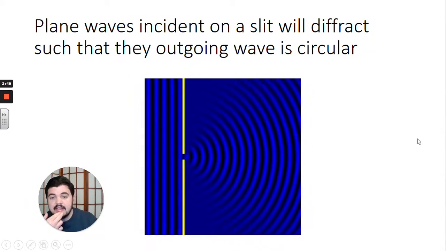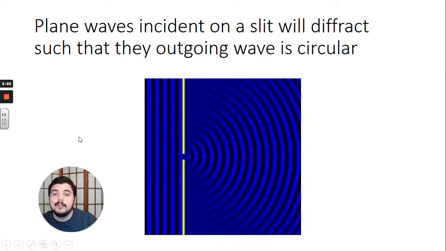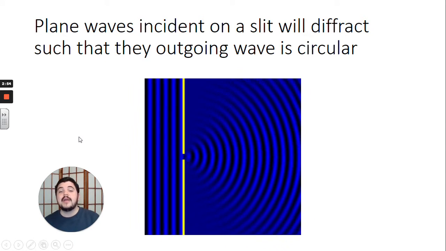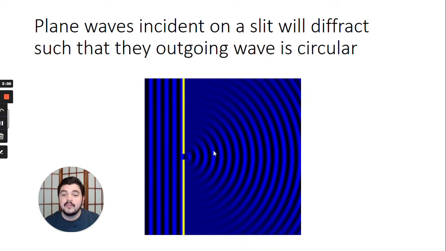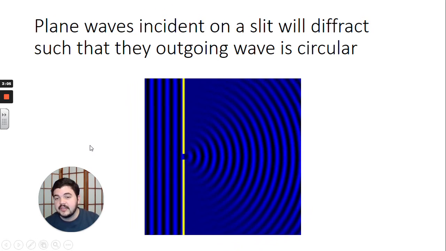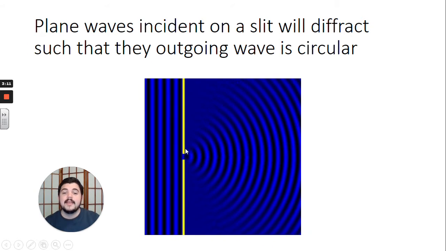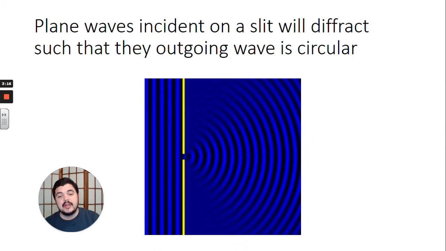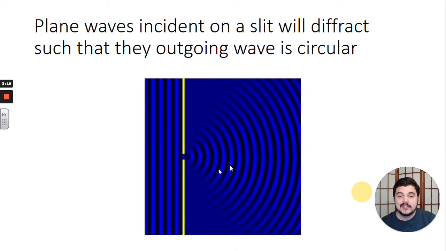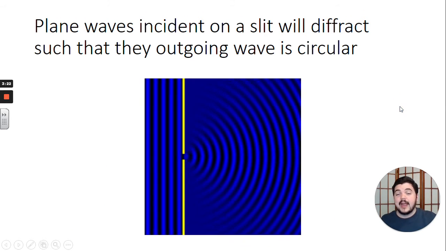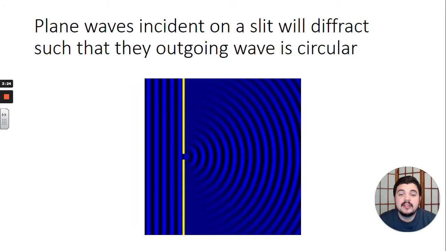Got an animation of that idea on the next slide. Plane waves incident on a slit will diffract and bend in such a way that the outgoing wave is circular. So on the left, we have incoming plane waves. These waves are coming in. Each crest is parallel to the successive crest and the one that comes next. We come across this small barrier. The waves diffract. They bend around the barrier, and that bending creates the circular pattern on the other side. So that's wave diffraction. And wave diffraction is going to lead to all sorts of really interesting light phenomena.